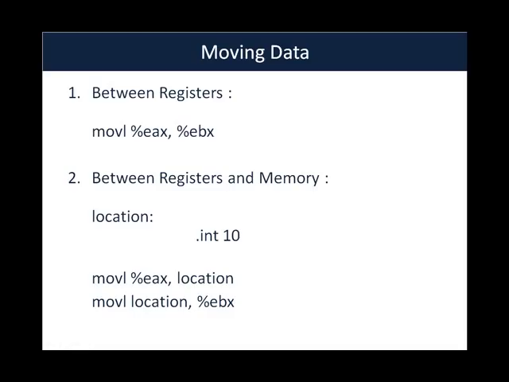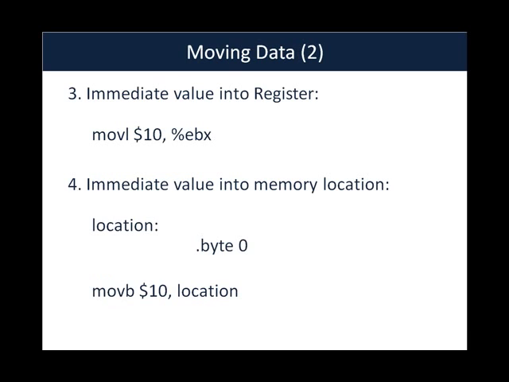Do not worry if many of these things aren't very clear at the moment. We will look at a live demo once we go through the slides. The third variation is moving an immediate value into a register. What this means is move the value 10 into the register EBX.